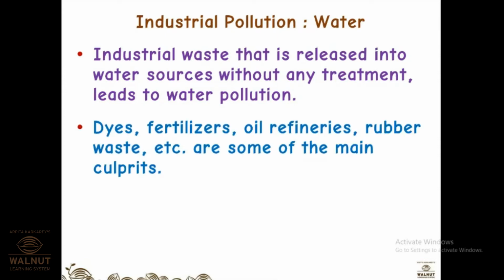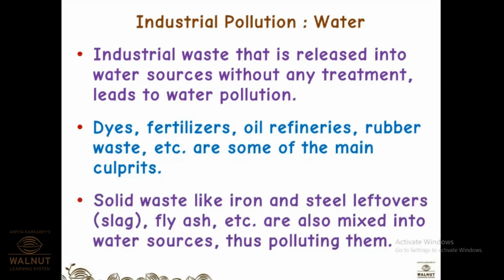Dyes, fertilizers, oil refineries, rubber waste, etc. are some of the main culprits. So these are the things which, if not treated properly and discarded directly into water bodies, can cause harmful effects. Solid waste like iron and steel leftovers, fly ash, etc., are also mixed into water sources, thus polluting them.